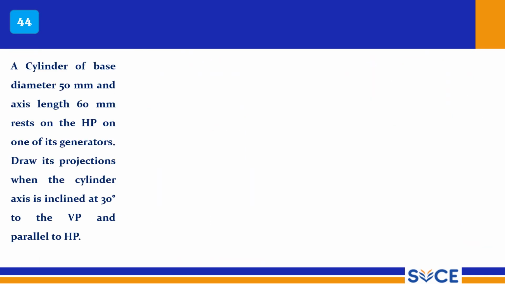44th problem. A cylinder of base diameter 50 mm and axis length, that is height 60 mm, rests on the HP on one of its generators. So it is a cylinder and it is resting on a generator, right? So draw the projections when the cylinder axis is inclined at 30 degrees to VP.